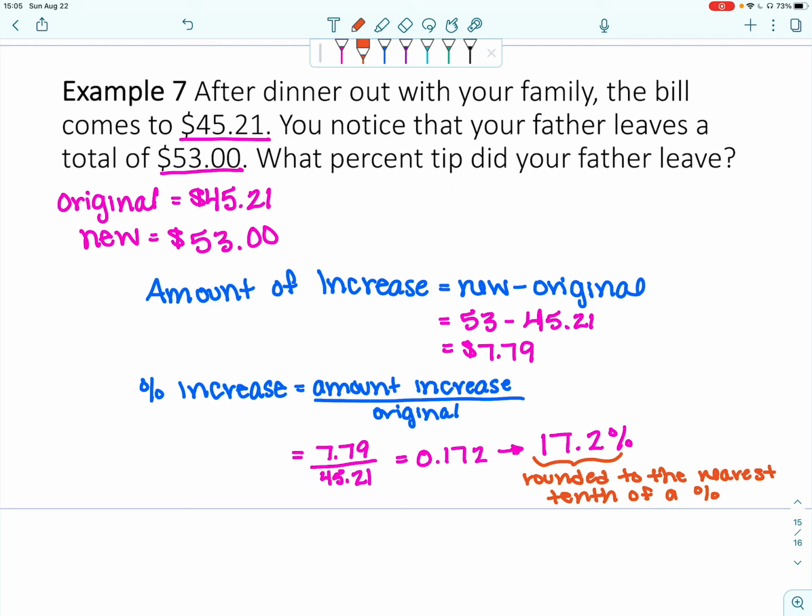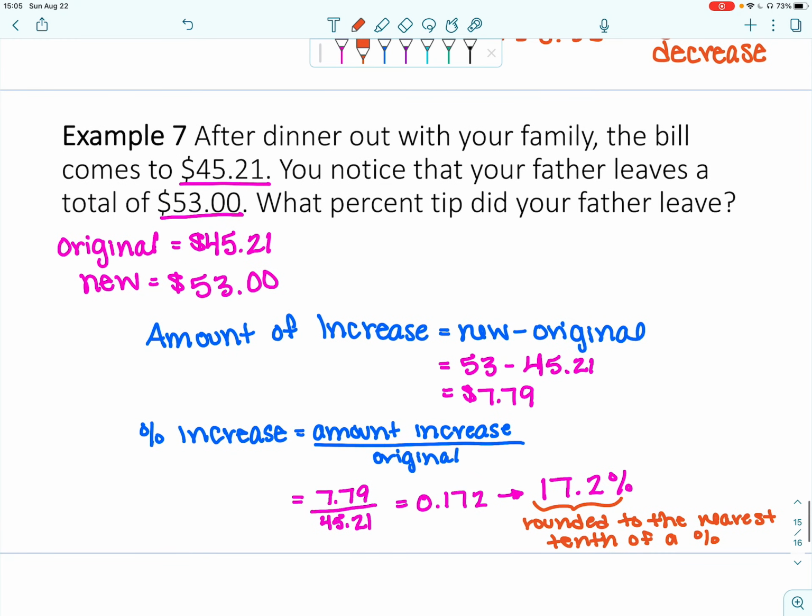So based on this, your father left a 17.2% tip. So not quite 20%, maybe tell him, hey, maybe you should leave a couple more dollars. Maybe leave a couple more than a couple more dollars. So there we go. So those are some applications with percentage problems, and that's it for this section.